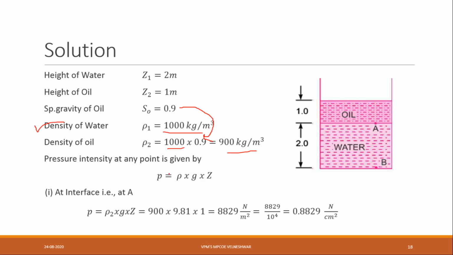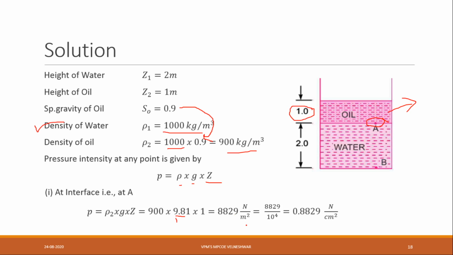Now the pressure intensity at any point P is given by, what is our standard formula for P? Rho into G into Z. Okay, this is my standard formula. Now at interface A, this is my first location. P is equal to rho 2 into G into Z. Why? If I take above this point, there is oil. What is the density of oil? 900 into 9.81 into Z. How much height is there? 1 meter. By calculating this, I get 8829 Newton per meter square.